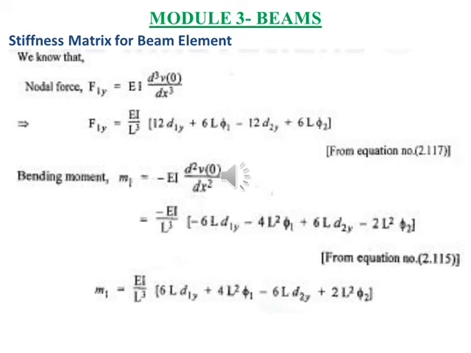So if I am finding out the bending moment m1, it is nothing but equal to minus EI into del square mu of 0 by dx square. So I will substitute the equation for del square mu of 0 by dx square in this equation, and I will rewrite it as m1 is equal to EI by L cube into 6L d1y plus 4L square phi 1 minus 6L d2y plus 2L square phi 2. So this I have derived from equation 2.115.